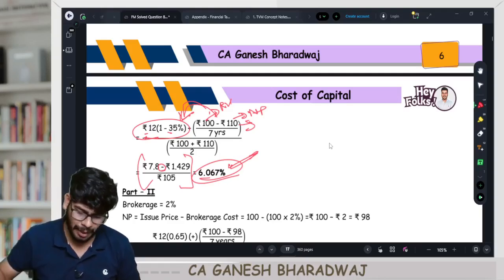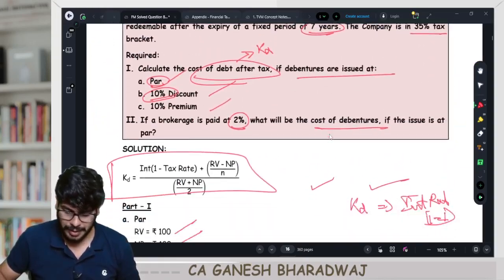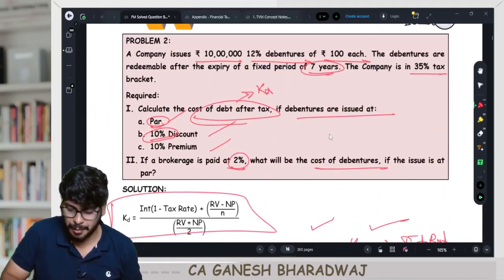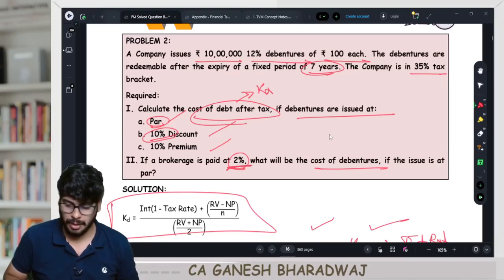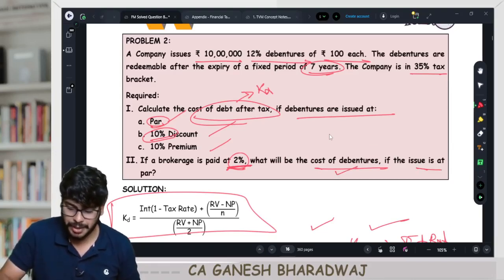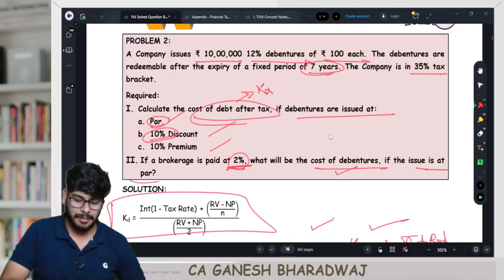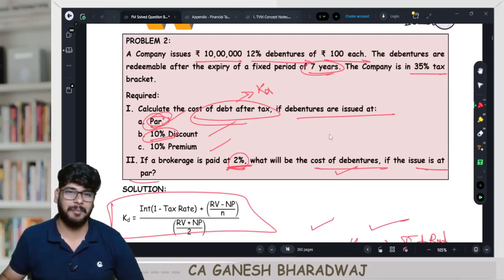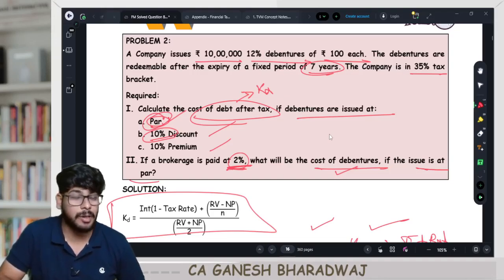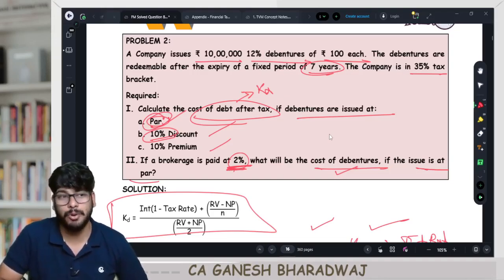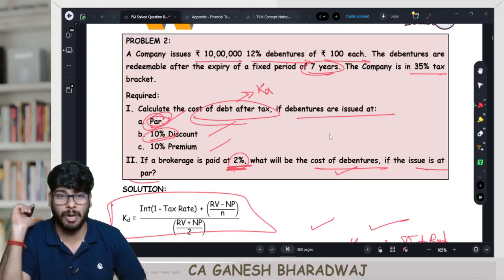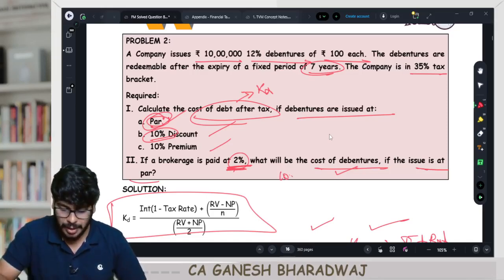Yes. Now, the next part of the question says, assume that the company is paying a brokerage of 2%. And what will be the cost of debentures if the issue is at par? Now let's say we are recomputing, assuming the issue is at par, right? But the only difference is what? You have been given a flotation cost, brokerage, which means for net proceeds, what will you do? Issue price of 100 minus flotation cost of 2%. Are you clear with this?